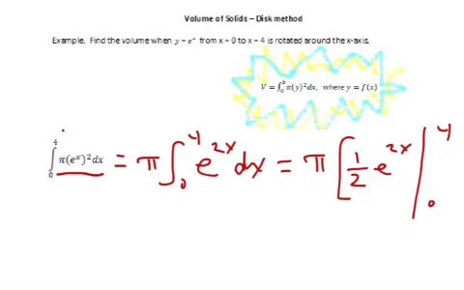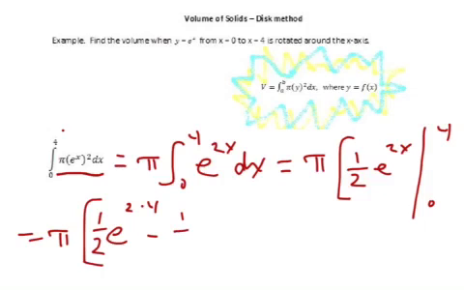So let's plug those numbers in. This is going to be equal to, I'm just going to keep the pi out front and do that operation at the end. I will have, let's put the 4 in first, 1/2 e to the 2 times 4 minus 1/2 e to the 2 times 0. And now we're going to simplify.